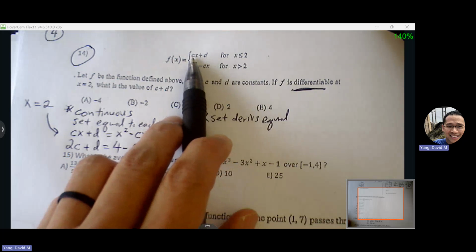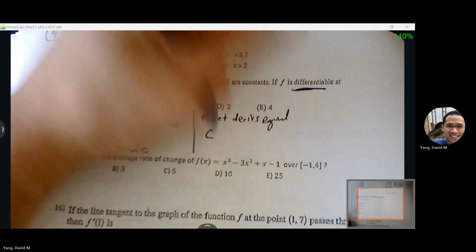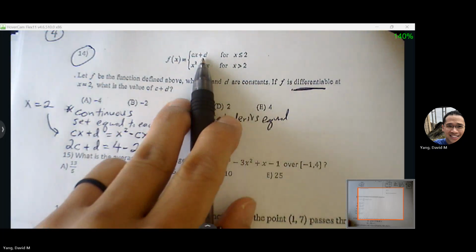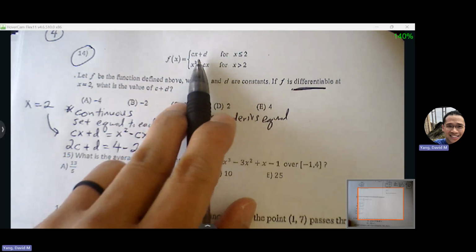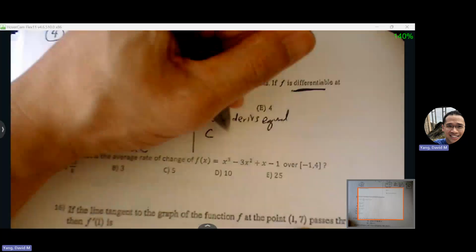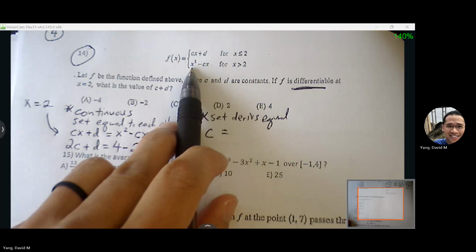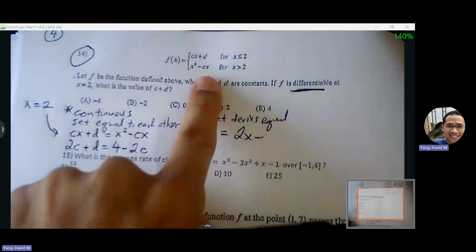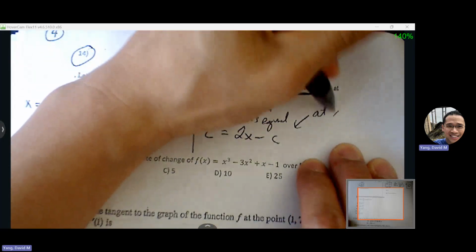Okay, what's the derivative of cx? Imagine this is 2x. What's the derivative of cx? Just c. What's the derivative of d? Good. It's like 3x plus 4, right? If it's 3x plus 4, your derivative will be 3 plus 0. Cx plus d, it'll just be c plus 0. Okay. All right, derivative. What's x squared's derivative? 2x minus c. And we know this is also at x equals 2.